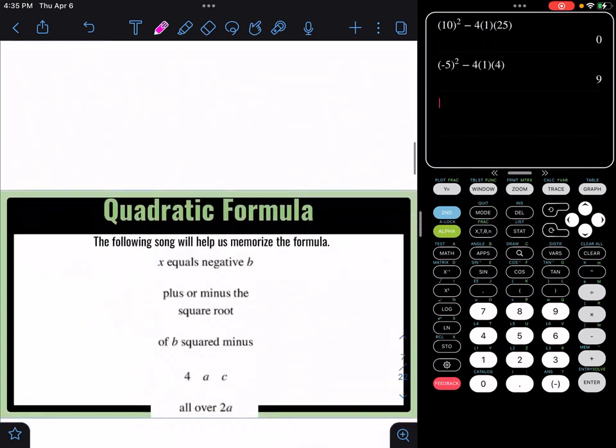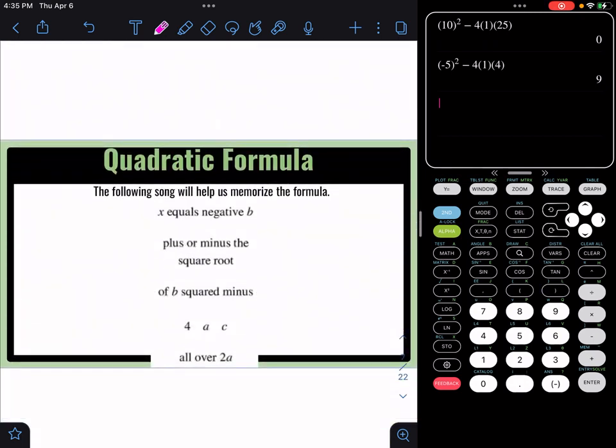So, there's a little song that goes along with it, and it goes, x is equal to negative b plus or minus the square root of b squared minus 4ac all over 2a. X is equal to negative b plus or minus the square root of b squared minus 4ac all over 2a. And you should realize this part under the square root is our discriminant formula.